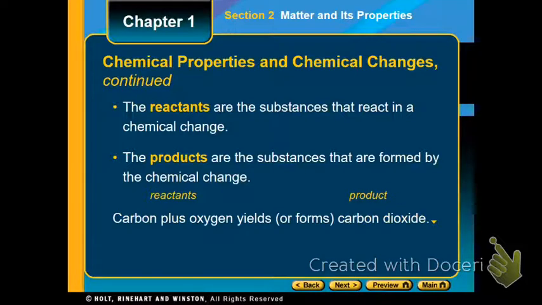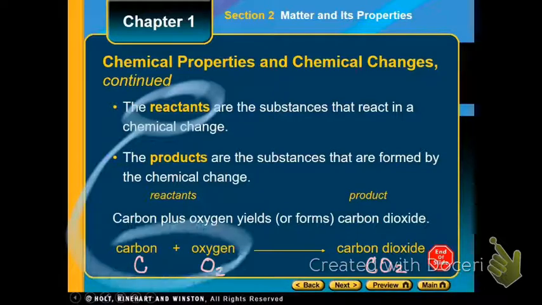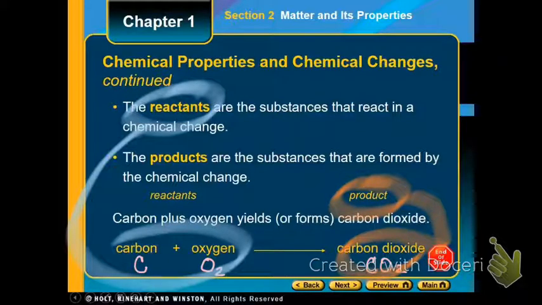In the example here, they're saying carbon plus oxygen yields carbon dioxide. So there you've got your carbon, and again, if I put a symbol to it, that is your C, plus oxygen, that's your O. Again, this one's going to have a little 2. You'll learn why later. Yields carbon dioxide. The formula for it is CO2. So my reactants are going to be carbon and oxygen. It's the substances that are reacting with each other. And then my product in this case, which there is only one, is the carbon dioxide.